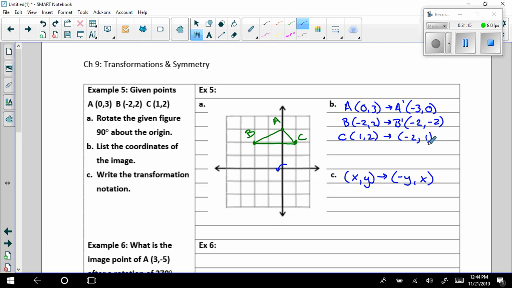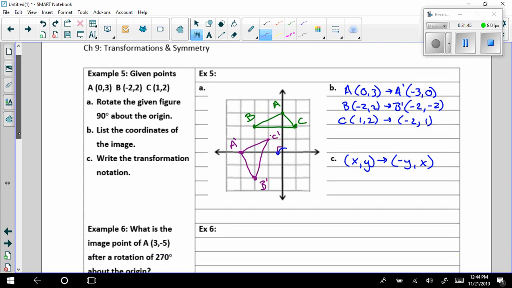And so then I can plot those points. So I have negative 3, 0 is A prime. Right, that's rotated 90 degrees from one line to the next. Remember, these are all right angles. Negative 2, negative 2, and negative 2, 1 for my C. That should just move one quadrant. Everything should only move one quadrant. So there's C prime, B prime, and that is my rotation.